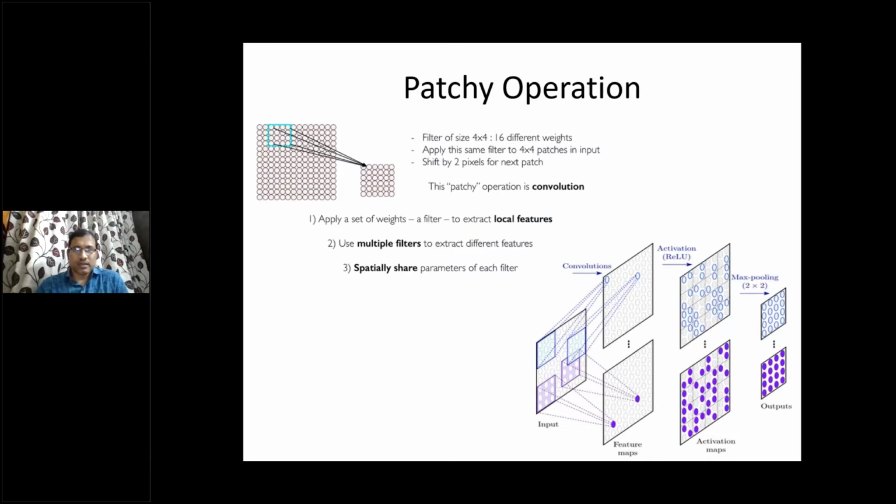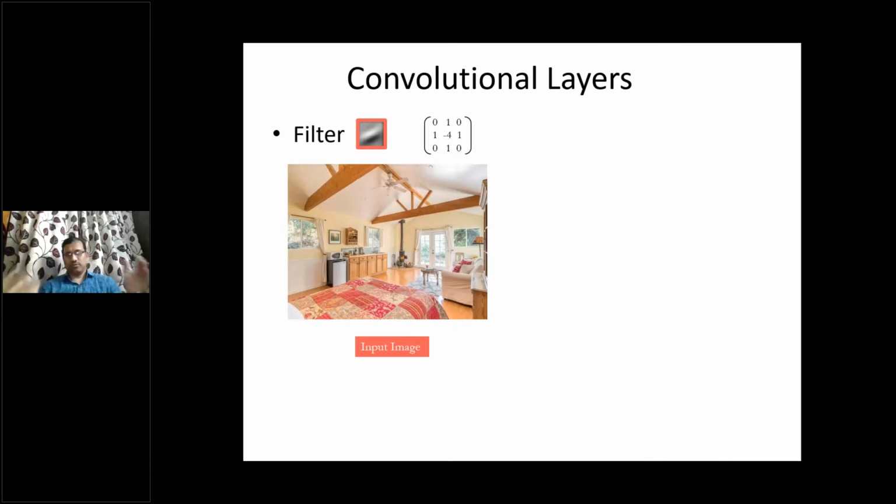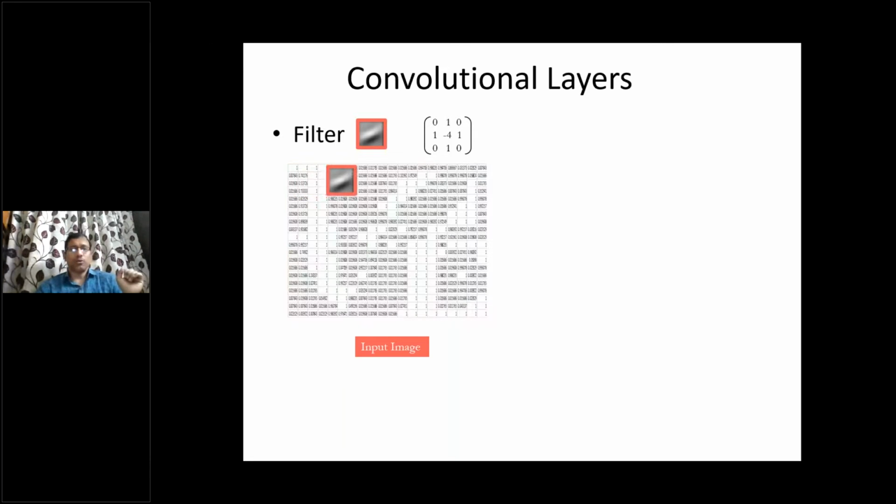So this is a filter. This is a simple edge detection filter, all of us know. It sits on the pixel, and if the pixel has a very different value compared to its 4 neighboring pixels, it will give a high value. So this is the way convolution works.